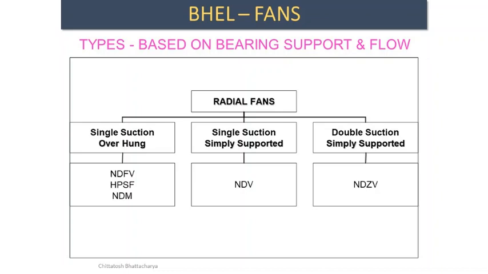depending upon bearing support and flow arrangement, these radial fans can be classified into single suction overhang, single suction simply supported, or double suction simply supported. Single suction overhang, they are designated as NDFV, HPSF, or NDM. Single suction simply supported, they are called NDV, and double suction simply supported, they are called NDZV. These are the standard nomenclature of BHL fans.